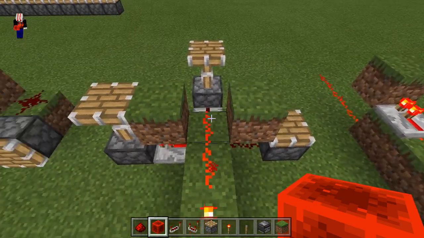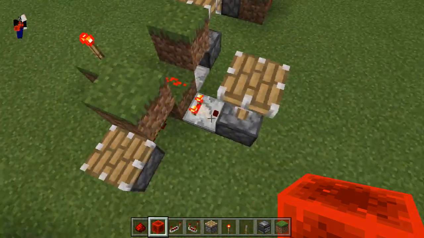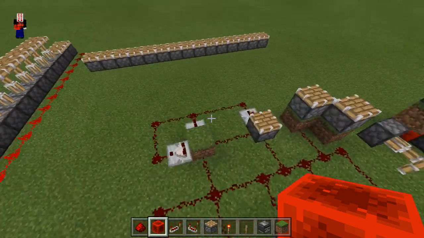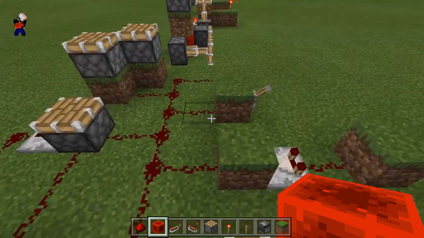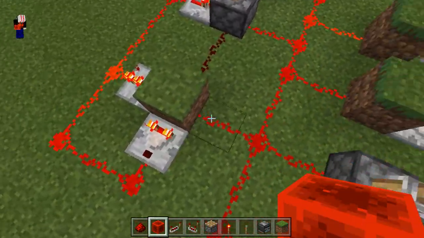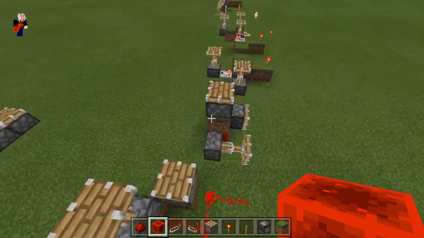A block can be soft-powered by redstone above it. So redstone can either go into a block to soft power it, for example this block here. If I soft power this, the redstone is going into it, that soft powers it.